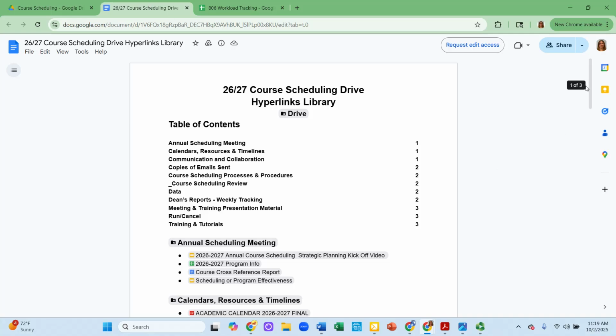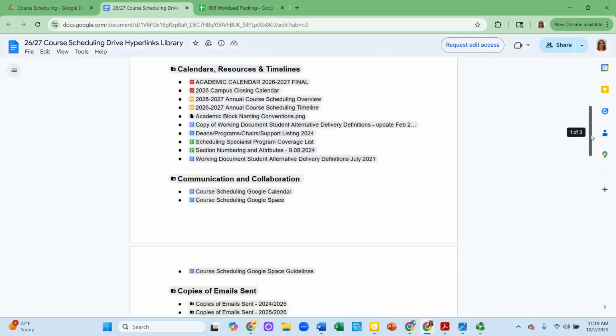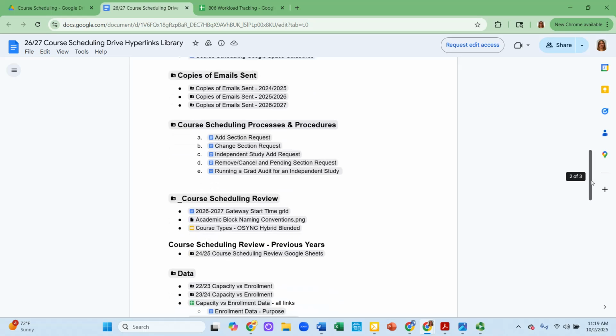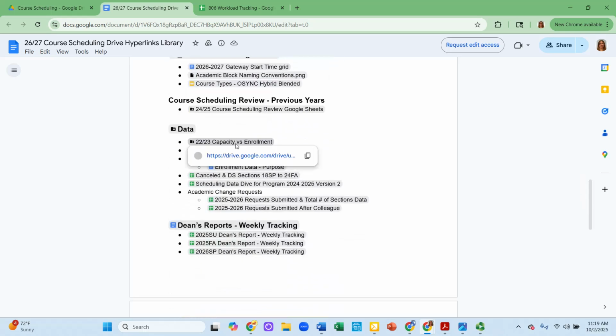Other sources of data, depending on what your program area is, you may have different data points that you need to look at. Capacity versus enrollment for the past couple years is here. Canceled and DS sections are something that you would look at. If a class is continuously canceled and we keep rolling it over and offering it, that's not a really good approach. So canceled sections in the new process are not going to be rolled over for next academic year. DS sections should also be eliminated.